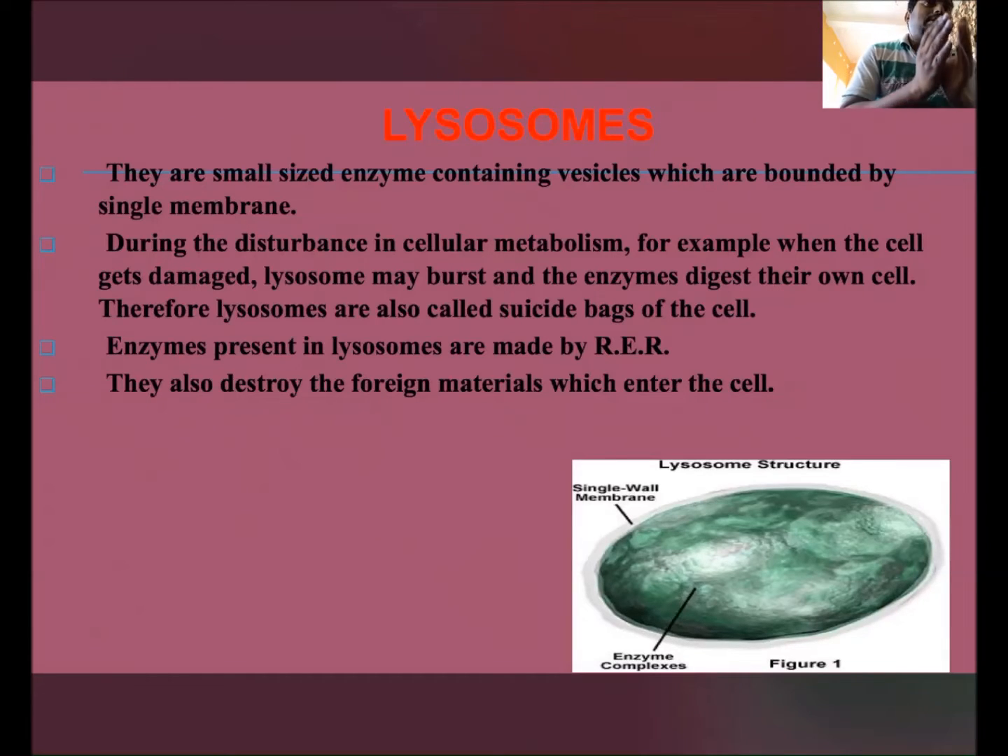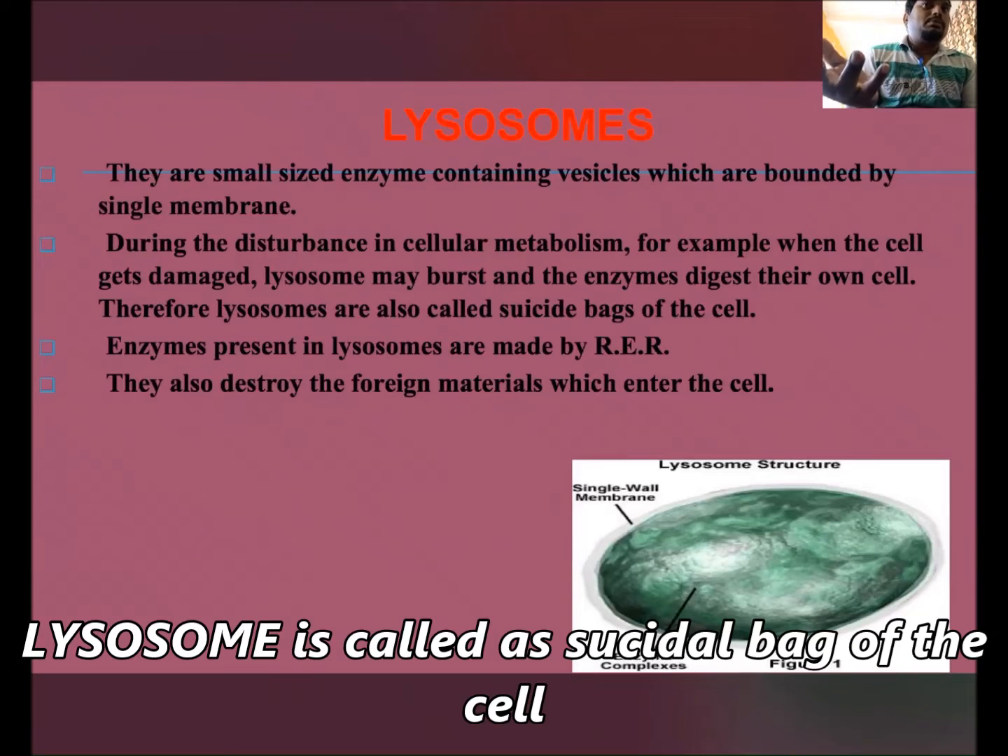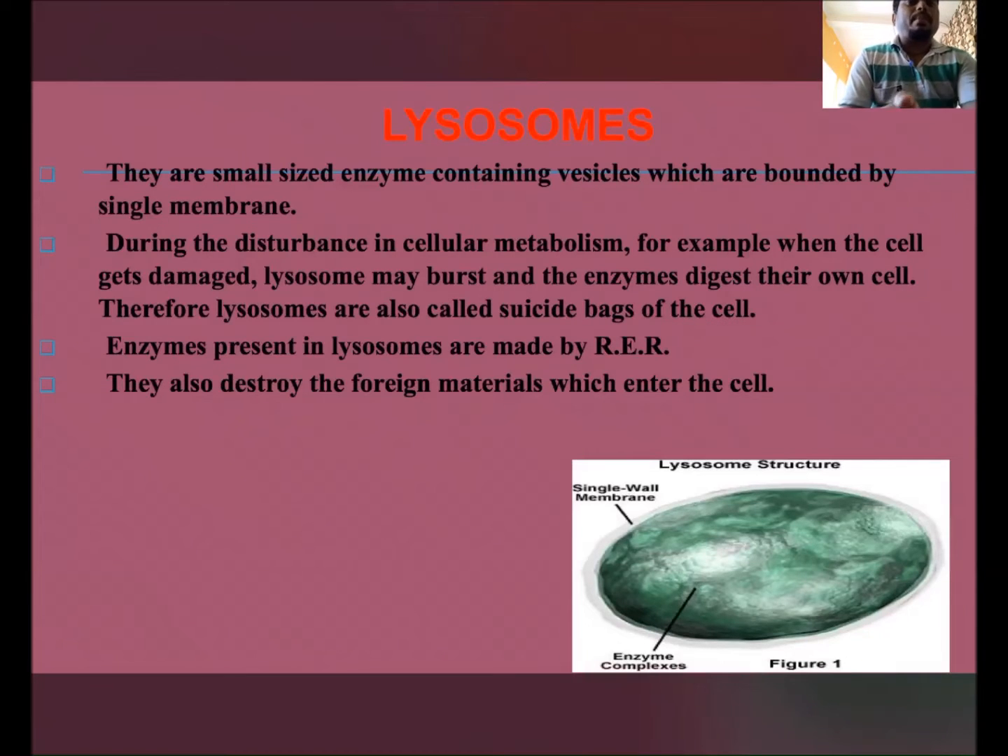not going properly, if the cell is not active, and if the cell gets some injury or gets damaged, in that situation, what happens? In that condition, this lysosome may burst, and all the enzymes of this lysosome come out, and it digests its own cell, and along with the cell it also dies. So what does it do? It commits suicide, and that is why it is called the suicidal bag of the cell. सेल के साथ ये भी खुद मर जाता है.